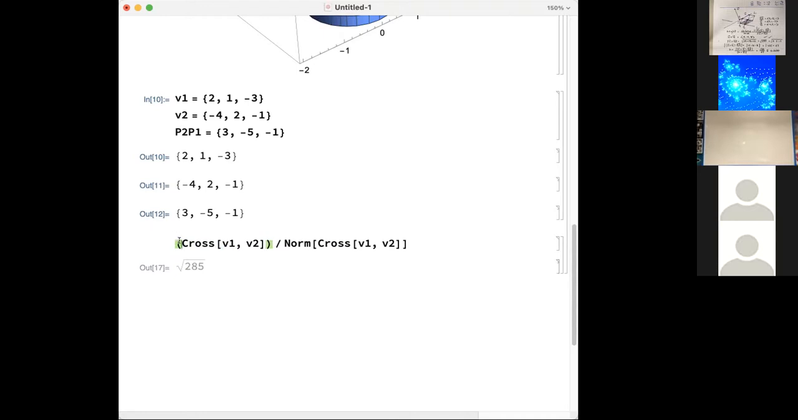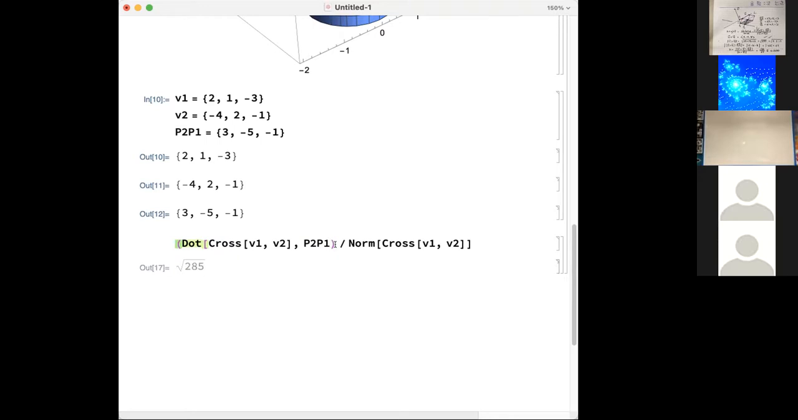So I'm building the expression on the top. Let's dot that with P2, P1. Now, Mathematica does allow me to use dot product and cross product symbols, and you can look up how to do that. Remember, I'm just a command line dinosaur.